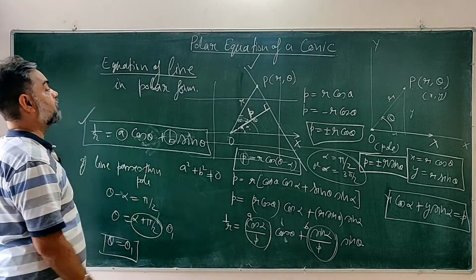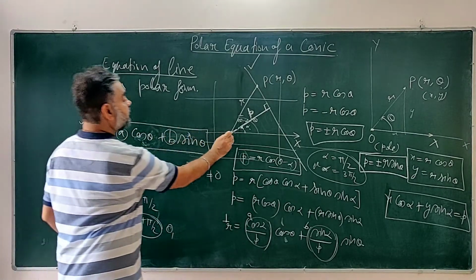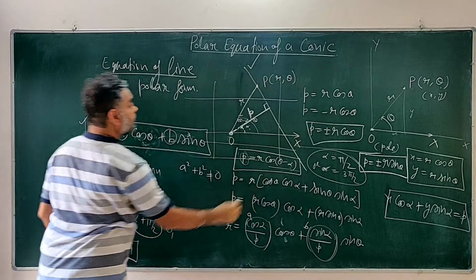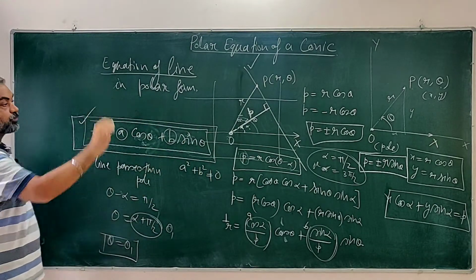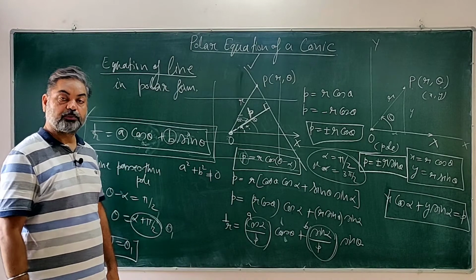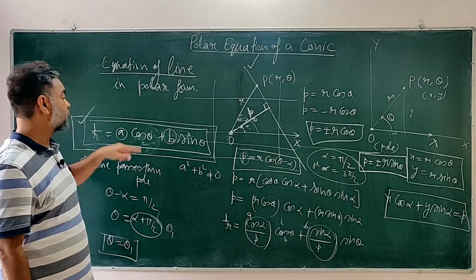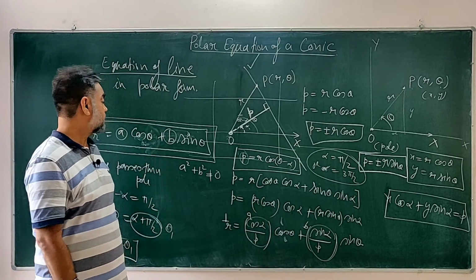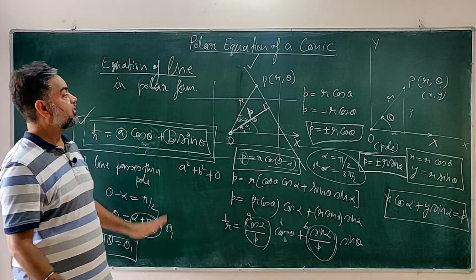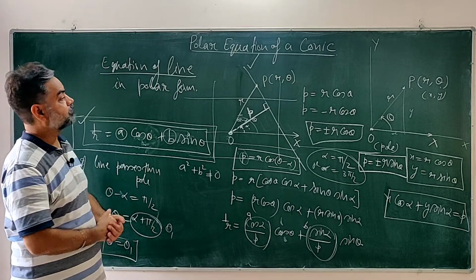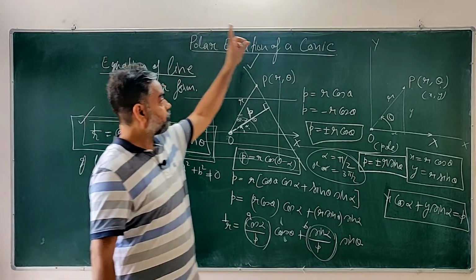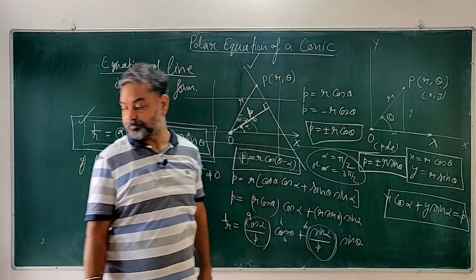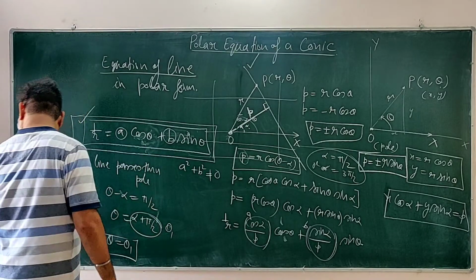And in general, the equation of any straight line which does not pass through the pole is 1 over r is equal to a cos theta plus b sin theta. So this was all the equations of a straight line in polar form. Now we will do the equation of a conic in polar form.